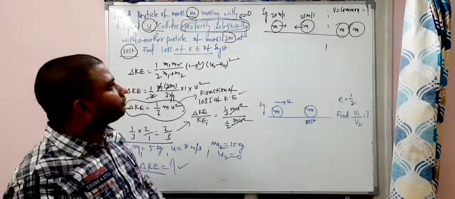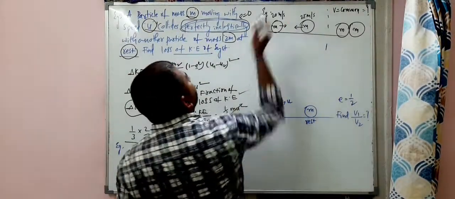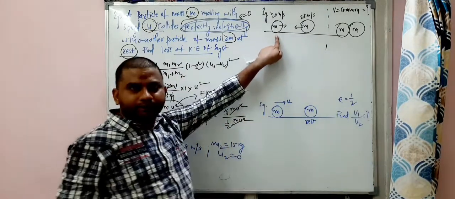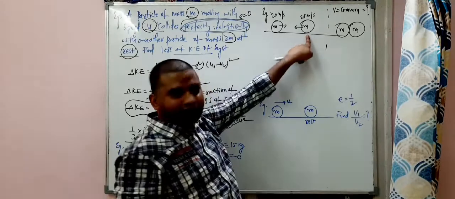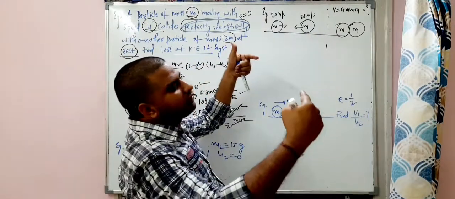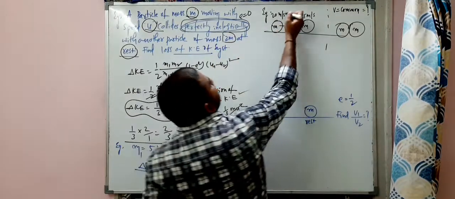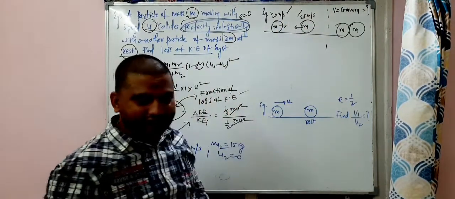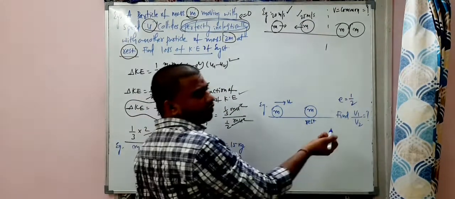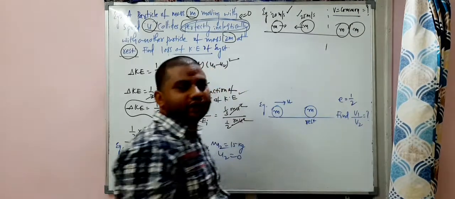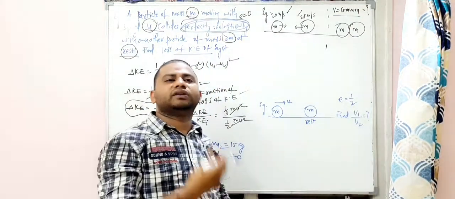Okay, now, here is another example. There is a body of mass m and the same body of mass m. Both bodies are moving towards each other. One is moving with 20 meter per second, another one is moving with 25 meter per second. After the collision, it's clearly mentioned that they are moving sticking together. What is that common velocity?